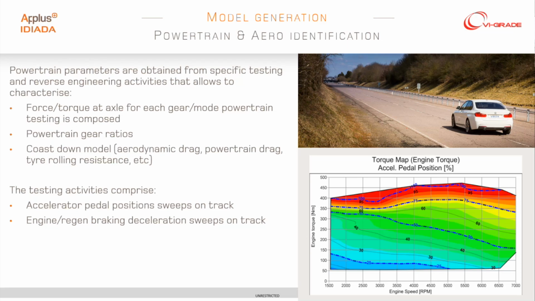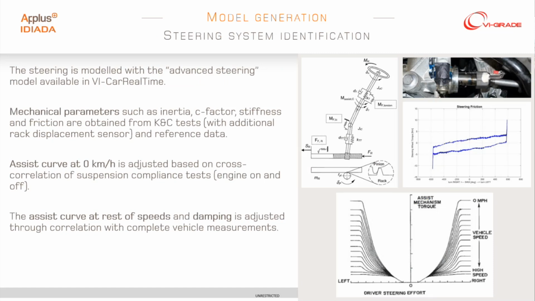And I want now to highlight one of the most important points of the models, in my opinion. And this is because it's the only point that is connecting the driver to the digital or physical twin. It's the steering wheel. So most part of the feeling of the car on a driving simulator, for example, comes through the steering. And that's why it's very important to have a proper steering model. And for the different models that we have in the database that are now embedded in VI-CarRealTime, we do have extensively tested and correlated the steering systems.